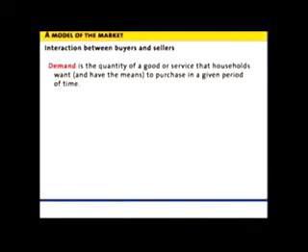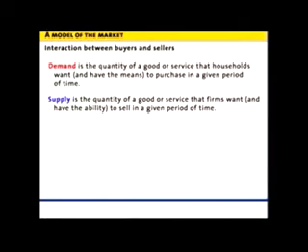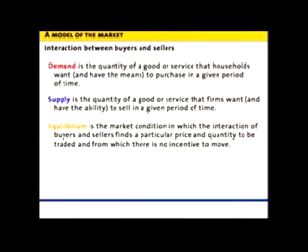In order to build this model, we're going to break it into pieces. First, we're going to examine the motivations of buyers. What determines the quantity of a good or service that people want to purchase in a given period of time? This is called demand. Then we'll look at the motivation of sellers. What determines the quantity of a good or service that businesses are willing to sell in a given period of time? This is called supply. Then we'll put the buyers and the sellers together and look at how their interactions establish a stable price and quantity traded. This is called equilibrium. So, demand, supply, and equilibrium.